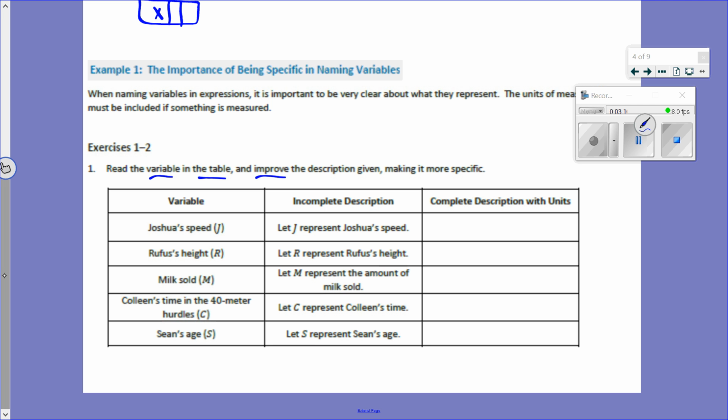So a more complete description would be J equals Joshua's speed in meters per second. Does that make more sense? Yes. Is that more specific? Yes. Anybody not see that that's more specific? Are you writing this down, Isaiah?